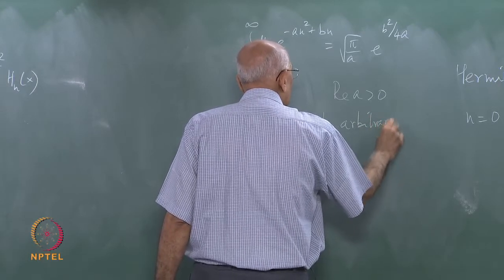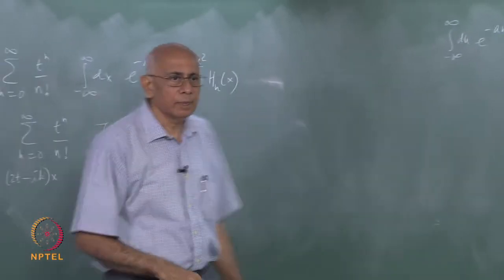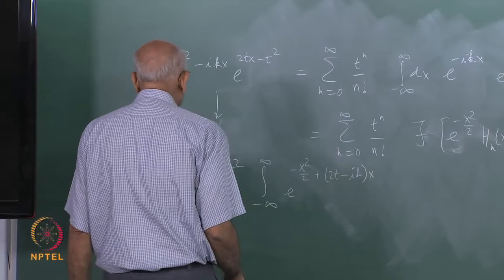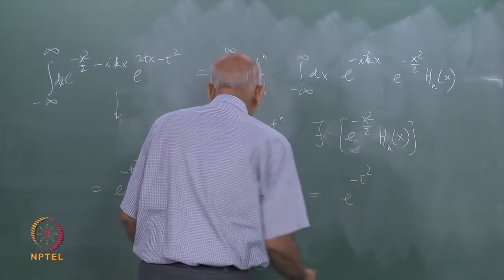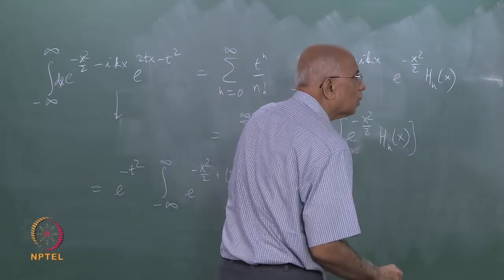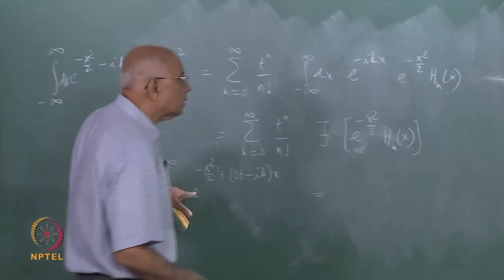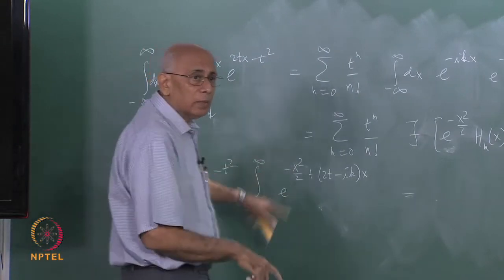Arbitrary, including complex values, we do not care. So this integral is equal to e to the minus t squared. Let us write this as exponentials, that is what makes it easy. By the way, in this case a is equal to a half. So you get square root of pi over a, that is square root of 2 pi.